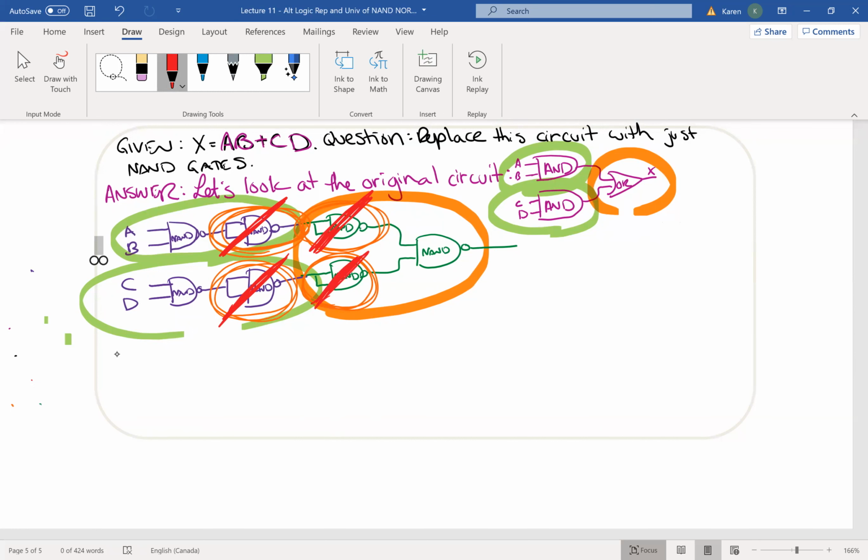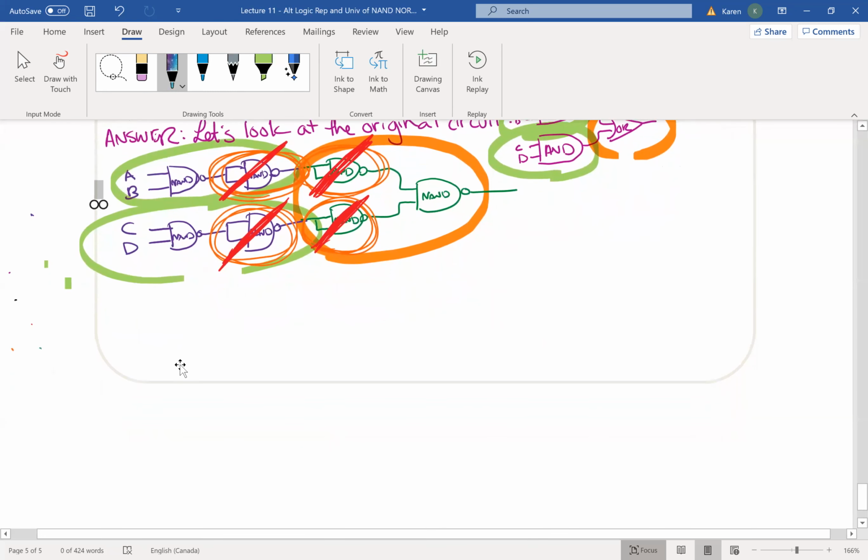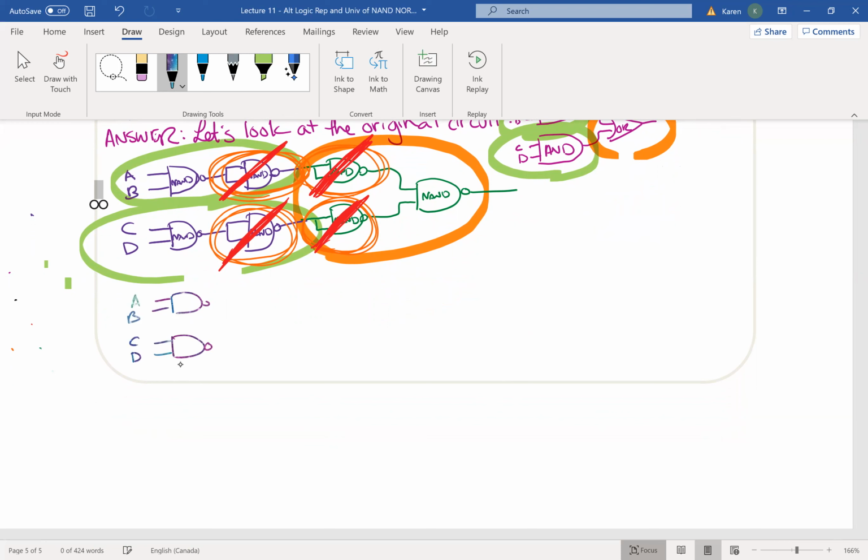So your final answer is then you get to keep these two NANDs. And that's A, B, C, D. And they went into another NAND. This is NAND, NAND, NAND. And there's your answer, X.